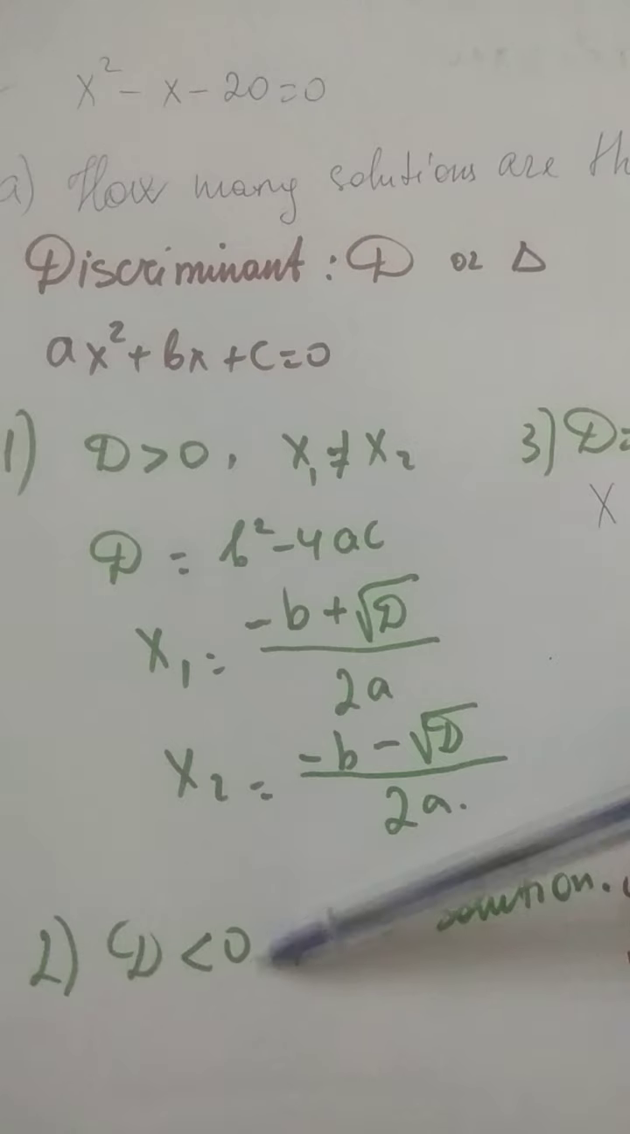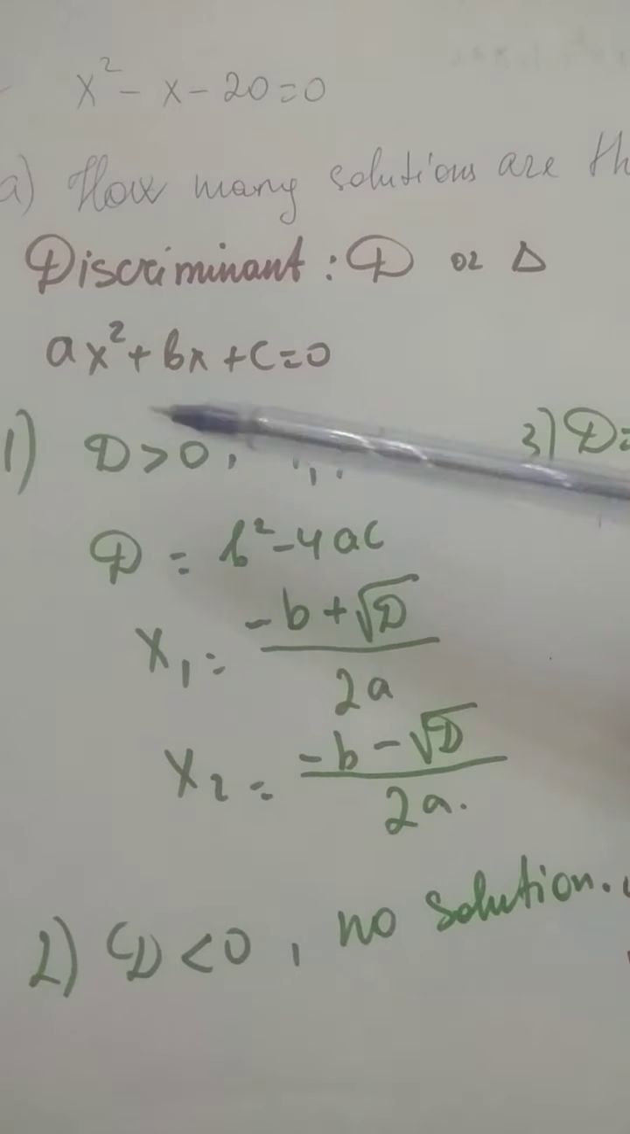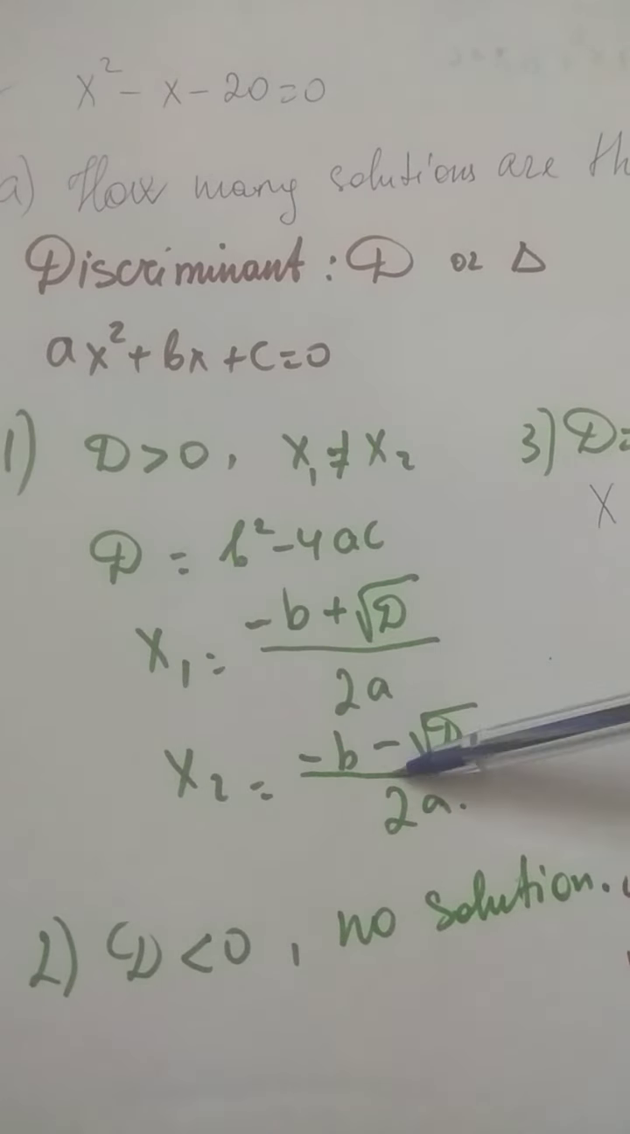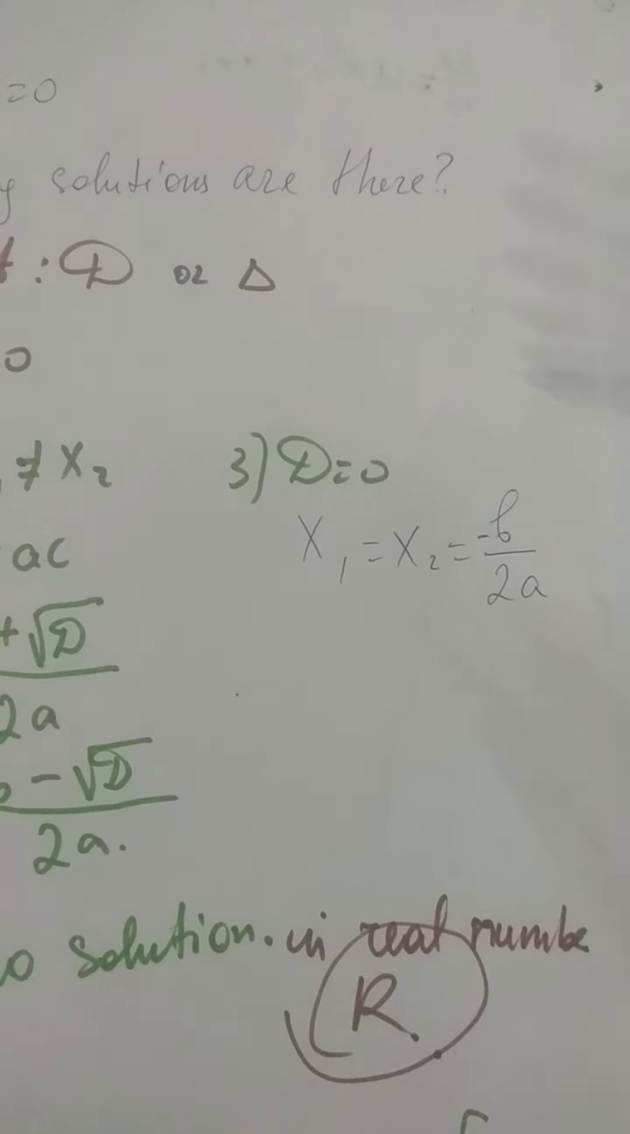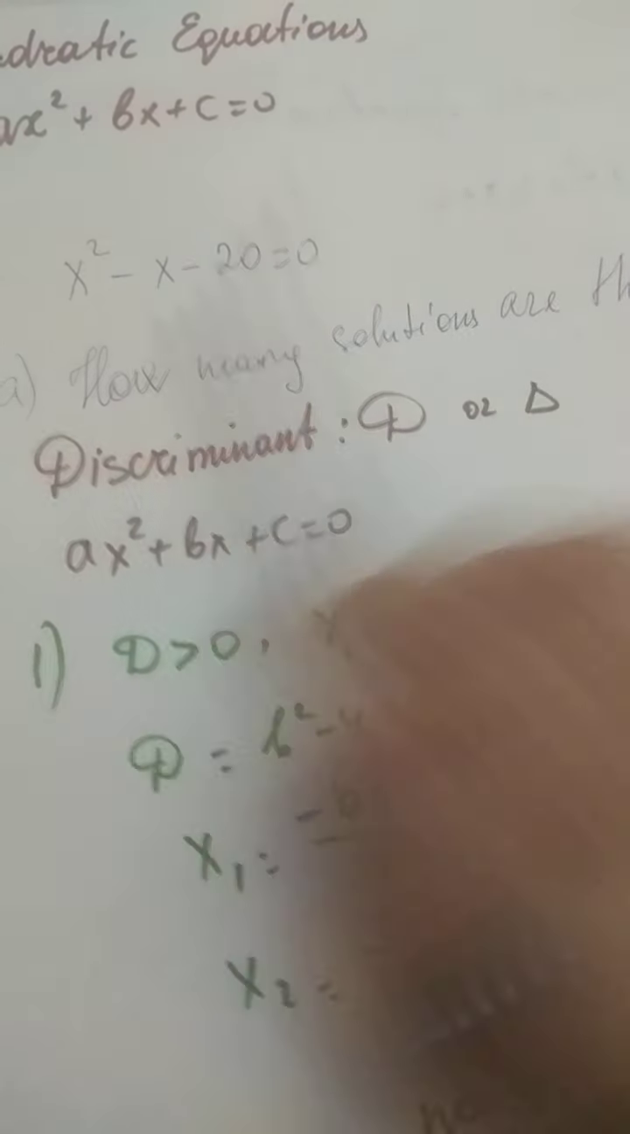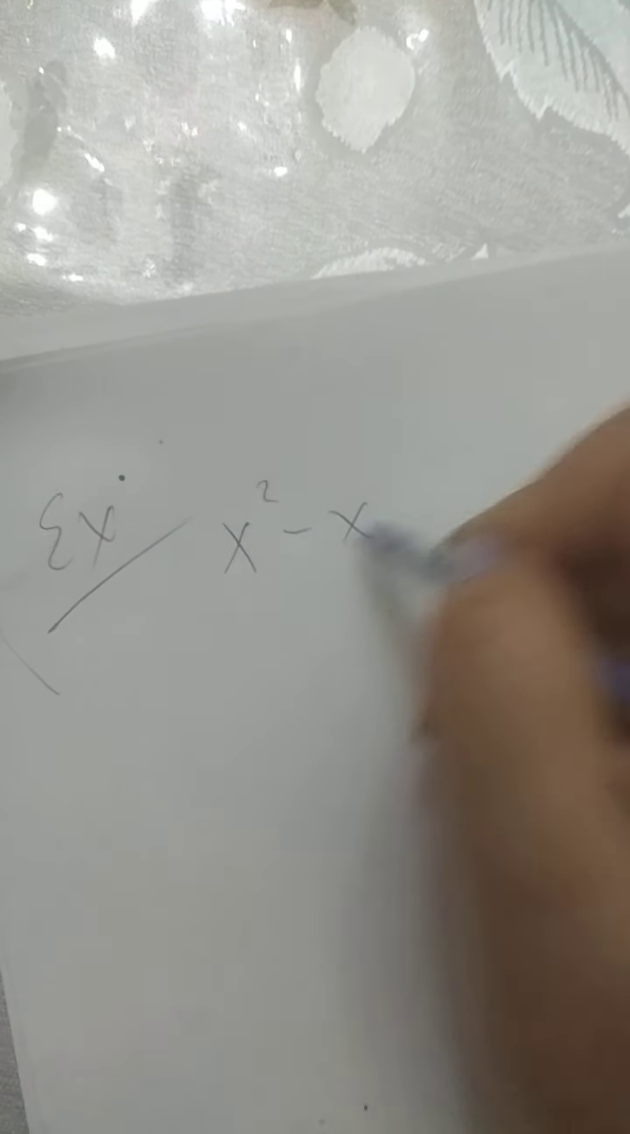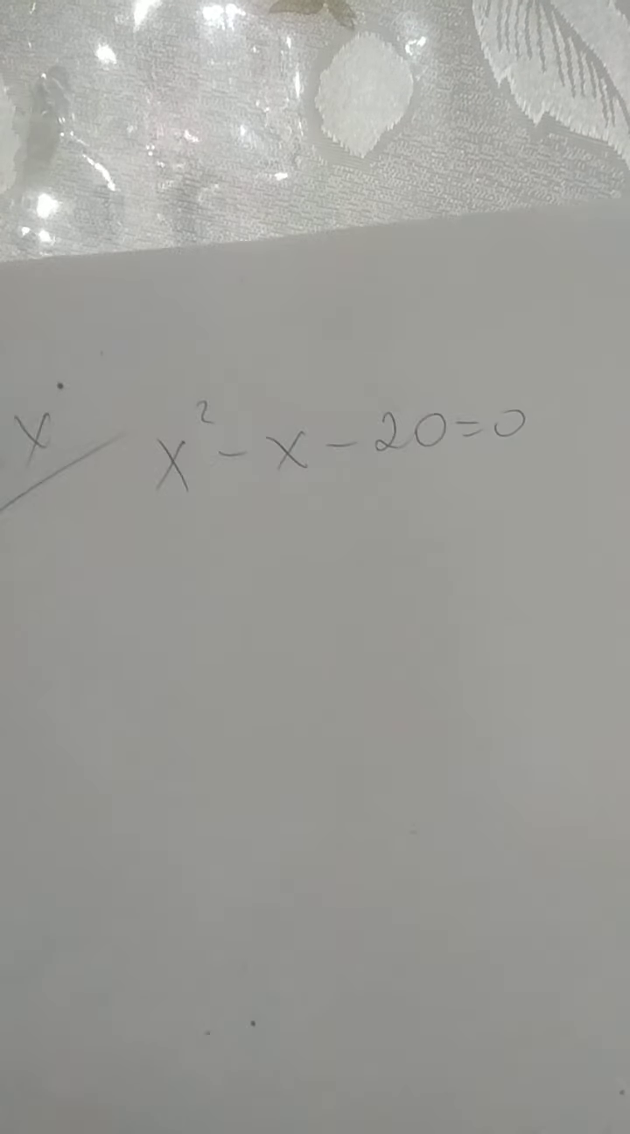If it's less than 0, you don't need to solve, because this means no solution in the real number set. But if it's greater than 0, you can calculate like that. Or if it's equal to 0, then calculate your root with negative b divided by 2a. So let me explain with, for example, this question. The exercise is x squared minus x minus 20 is equal to 0, and you want to find the solution with the discriminant method.